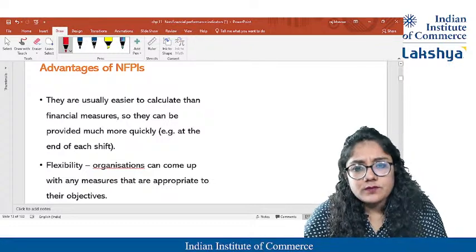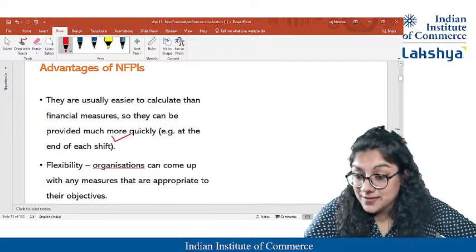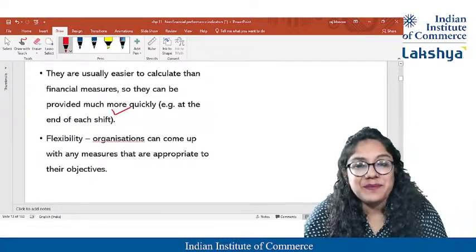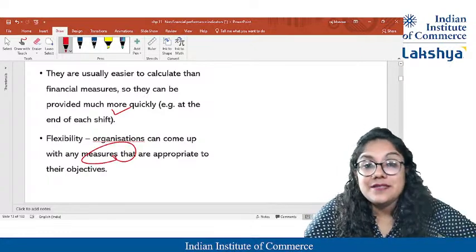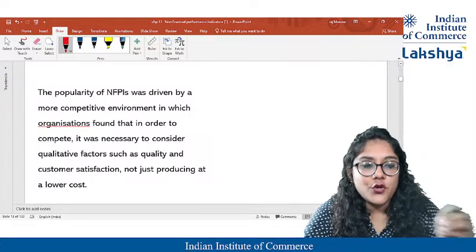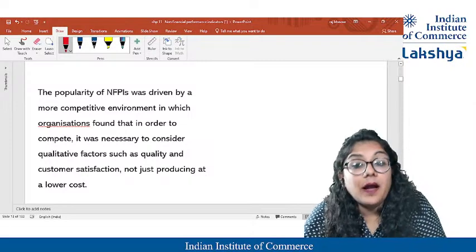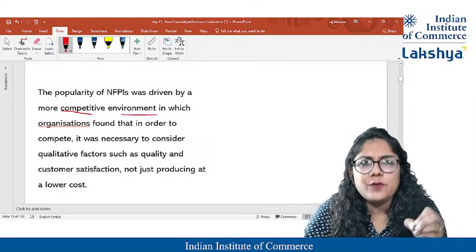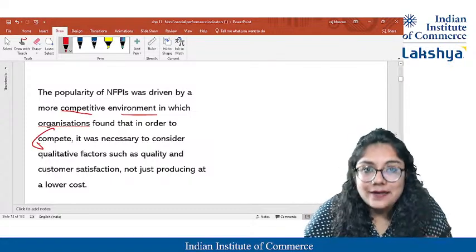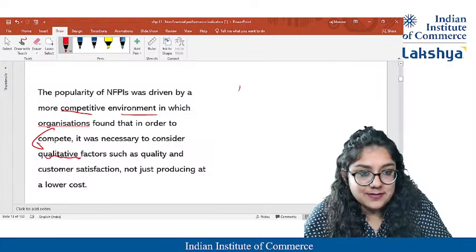So they can provide much more quickly. For example, at the end of each shift, maybe I can ask them how happy you are. Maybe it is flexible because organizations can come up with the measures that are appropriate for their objectives. The popularity of non-financial performance indicators was driven by a more competitive environment in which the organization found that in order to compete, it is very important to consider the quality factors.